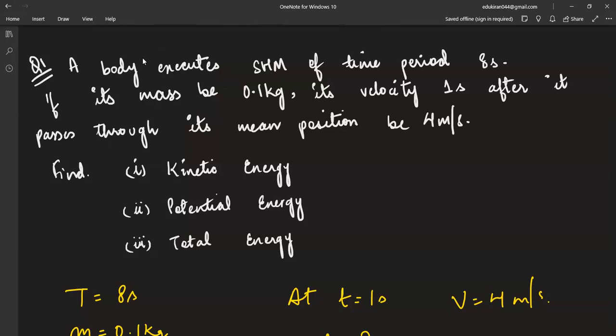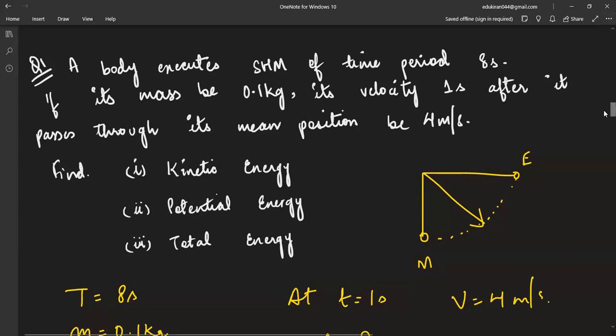What the question is saying is that a body executes SHM of time period 8 seconds, mass is given, and you have to tell the velocity after 1 second, after it passes through its mean position. That means the mean position has already been crossed. Now, what is the exact state after the mean position has been crossed? This is the extreme position, this is the mean position. Is it coming exactly in the middle? We have no information about this, so that's why we have equated it with 2.